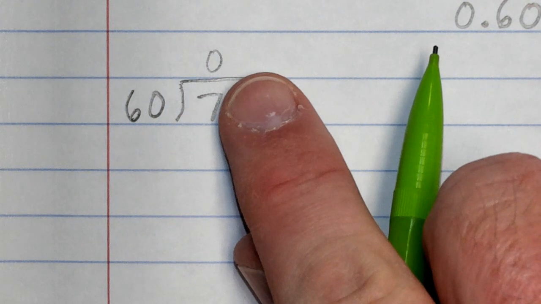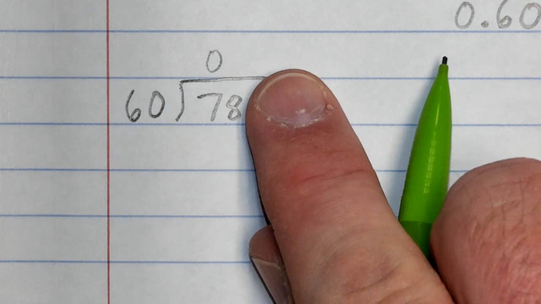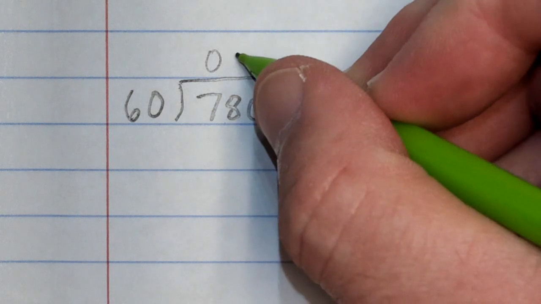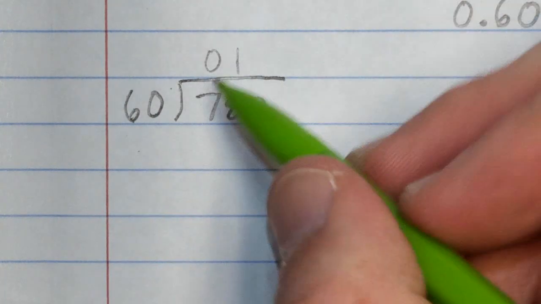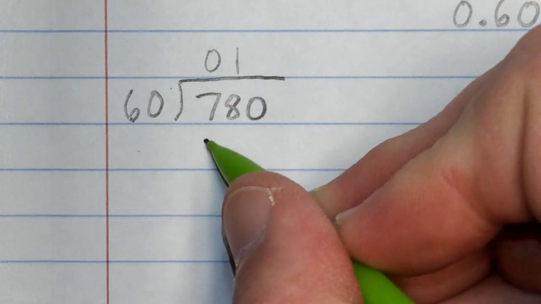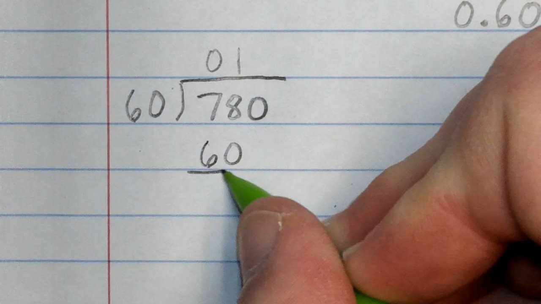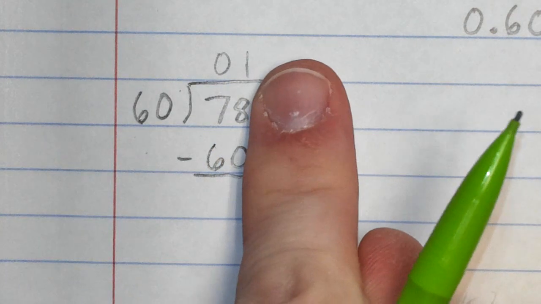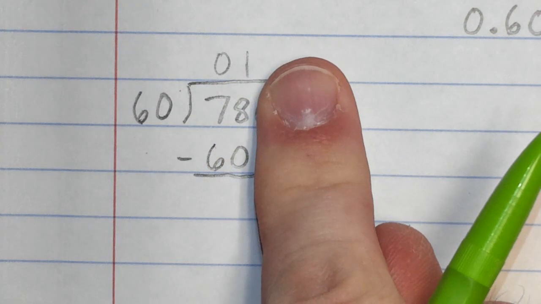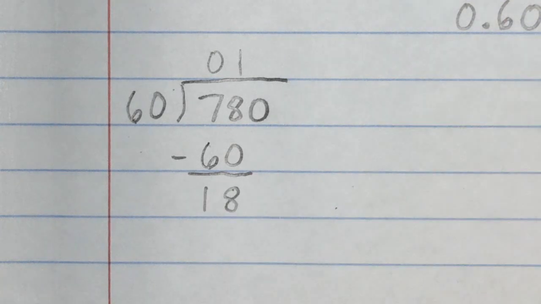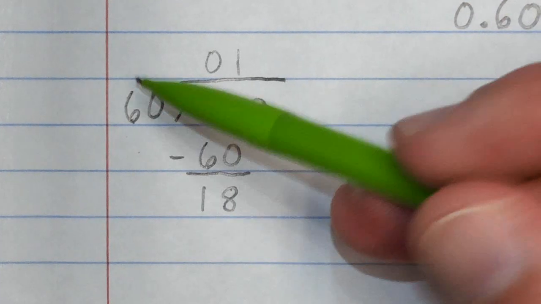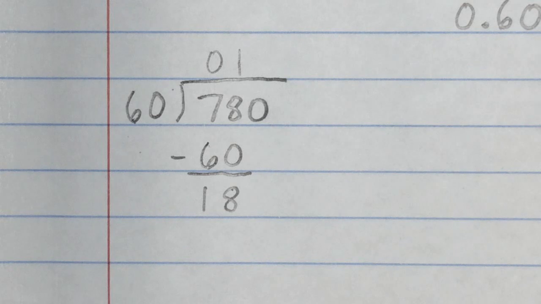Will 60 go into 78? That'll work. Now, it's only going in once, because if I try to go in twice, it's going to be way too big. 1 times 60 is 60. I'm not worried about anything else yet, just these two. 78 minus 60 should give me 18. Okay, that's less than 60, so far so good.